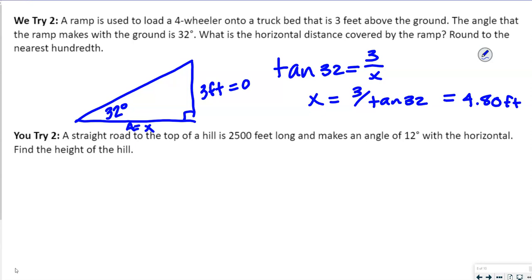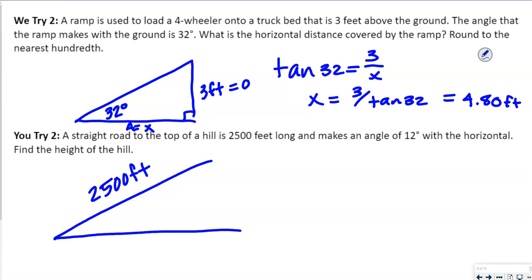A straight road to the top of a hill is 2,500 feet long, and it makes an angle of 12 degrees with the horizontal. Find the height of the hill. So it's asking us to find that, right? So how does that relate to the 12? It is opposite, right? And isn't this our hypotenuse?